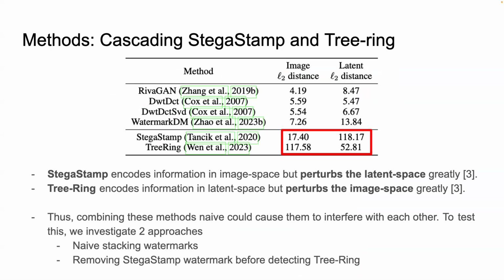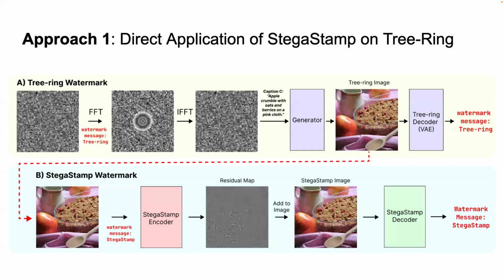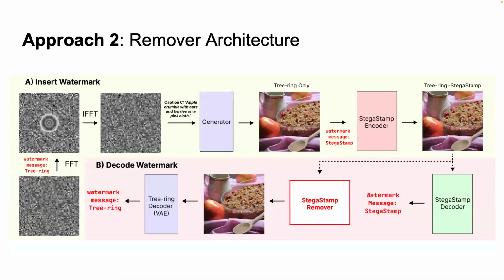So we test two approaches, naively stacking and a remover architecture. The first approach embeds a StegaStamp directly onto a Tree-Ring watermarked image. We expect the StegaStamp's residue to interfere with the Tree-Ring watermark, leading to a second approach. In this second approach, we train a remover network to remove the StegaStamp watermark while preserving the Tree-Ring watermark. This reduces interference from StegaStamp so that we can decode the Tree-Ring watermark more clearly.